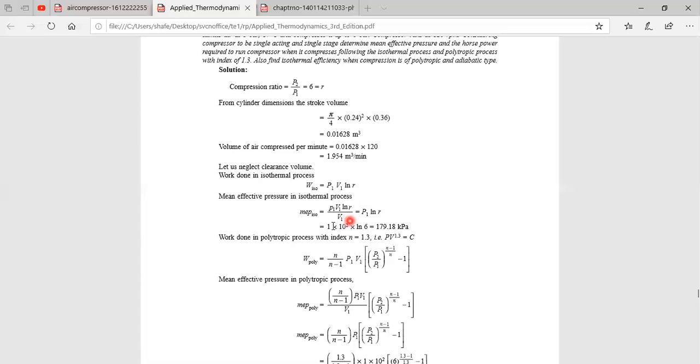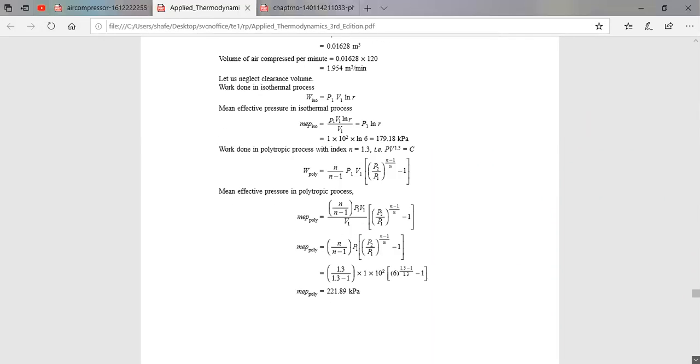So you can see here what the mean effective pressure is. Work done in the isothermal process, P1 V1 ln R, by the swept volume, which is already taken as V1, that is pi by 4 d square L per minute, meaning 1.954. Now, whenever it's a polytropic process, I think I already explained the equation to find the work. Mean effective pressure for the polytropic process is again the ratio of work done. The complete work done will be in the numerator, divided by V1. V1 is the swept volume. Okay, so they have shown it.